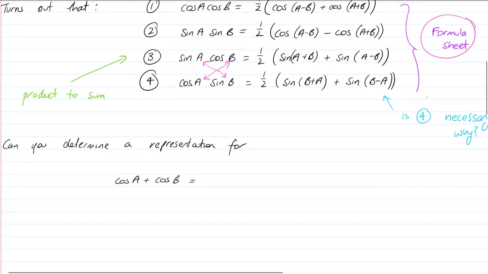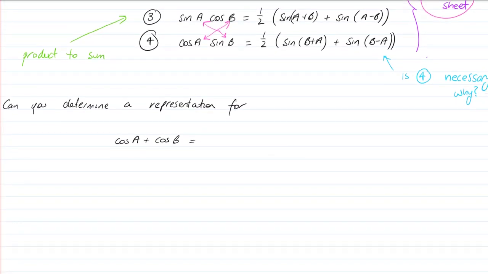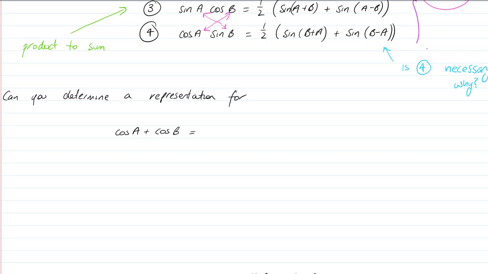Now, we do have to add to this. Can we determine a representation for cos A plus cos B? That's the next question. And the answer is yes, we can. We're going to talk about how to do this. So whereas the previous one, the development was quite simple, in this one the development's a little bit harder.